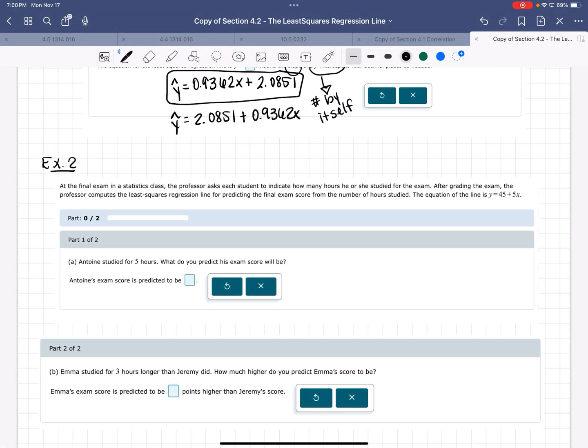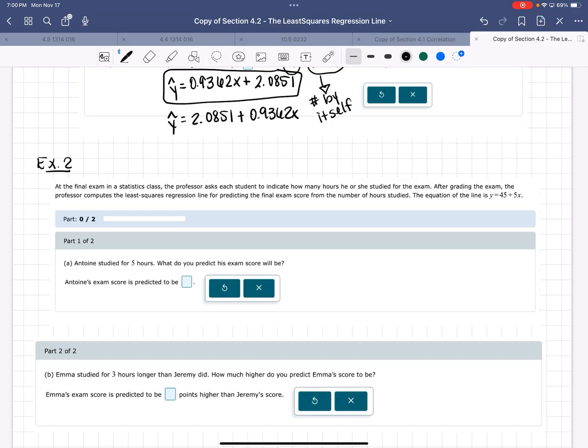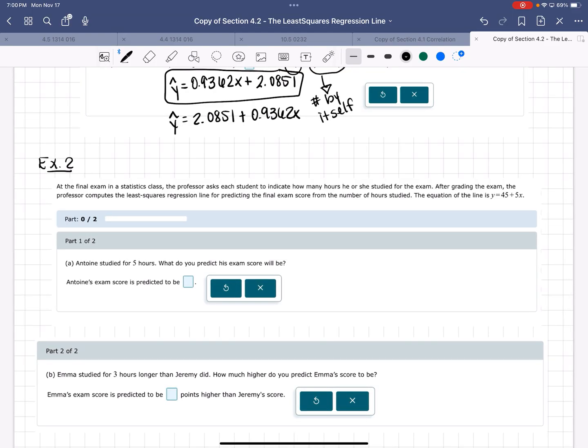Full screen. Okay, number 2 says, and here's a multi-part one. At the final exam in statistics class, the professor asks each student to indicate how many hours he or she studied for the exam. After grading the exam, the professor computes the least squares regression line for predicting the final exam score from the number of hours studied. The equation of the line is y equals 45 plus 5x. Okay. See how they wrote it the other direction. Okay. The x part's at the end.